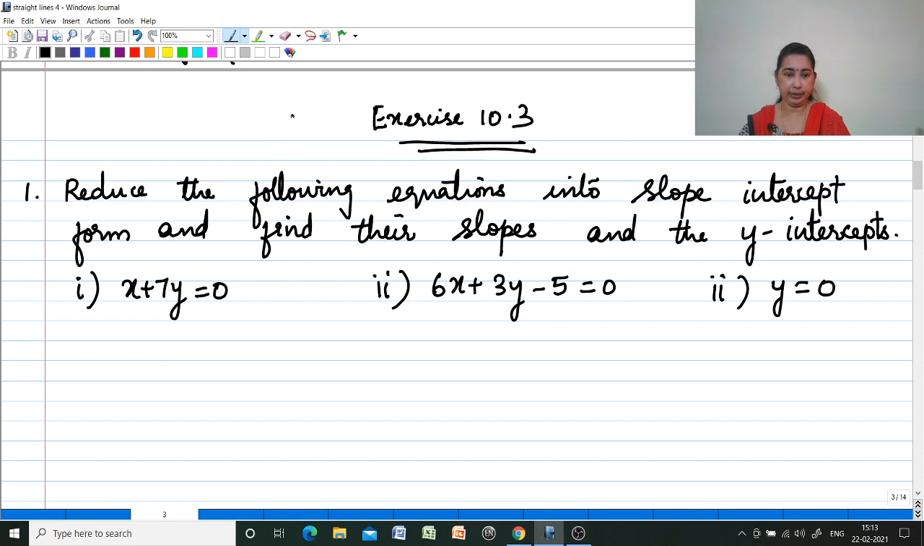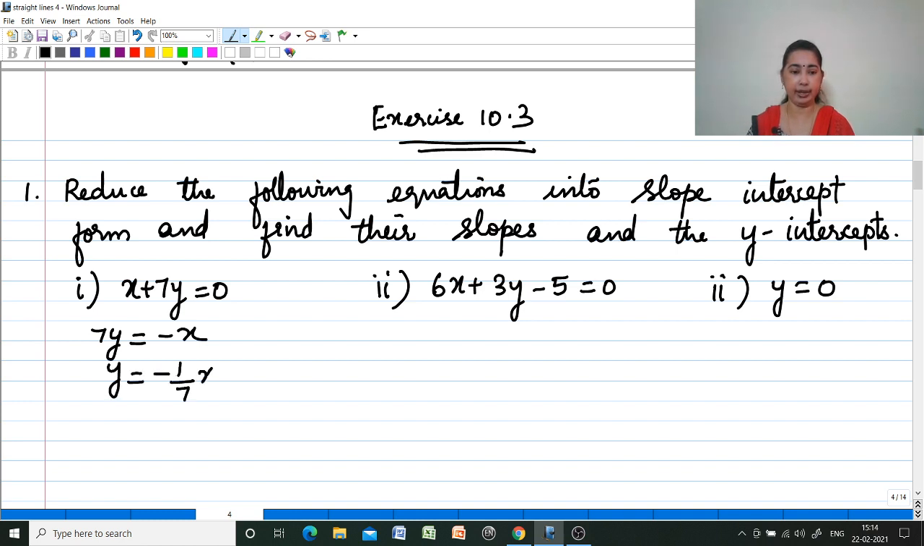Reduce the following equations into slope intercept form and find their slopes and the y-intercept. How can we reduce this into slope intercept form? Slope intercept form is of the form y = mx + c. So here I have to take this x to the other side. So 7y = -x, or y = -1/7 x + 0.